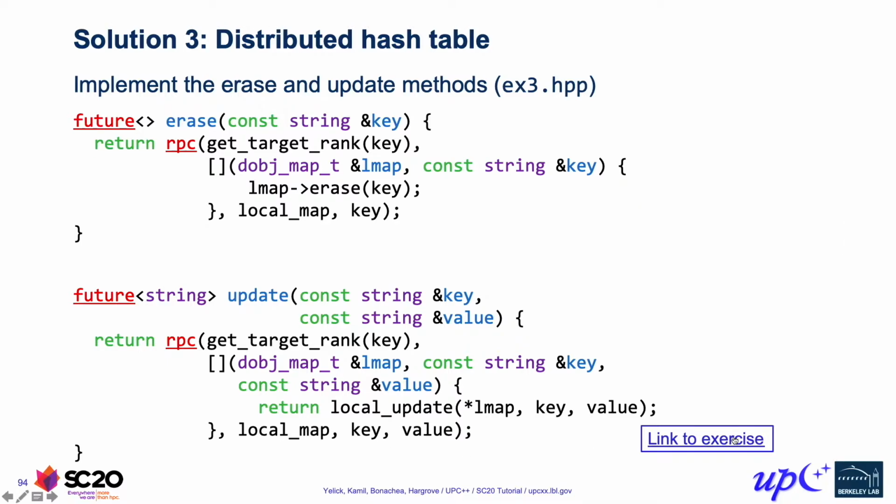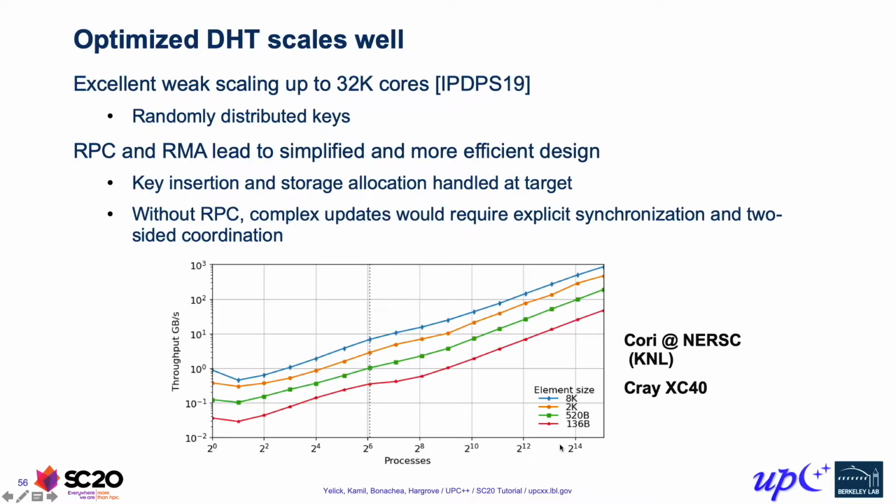Okay, so moving onward, we can actually take a look at how a distributed hash table performs in UPC++. Now, the example that we did was a simplified version. Our experiment here is actually using a somewhat more complex version that combines both RPC and RMA. Essentially, what it does is it does an RPC to construct a landing zone over at the owner, and then does an RMA to actually move the data over.